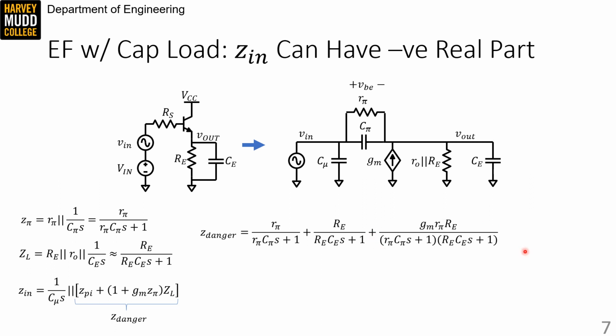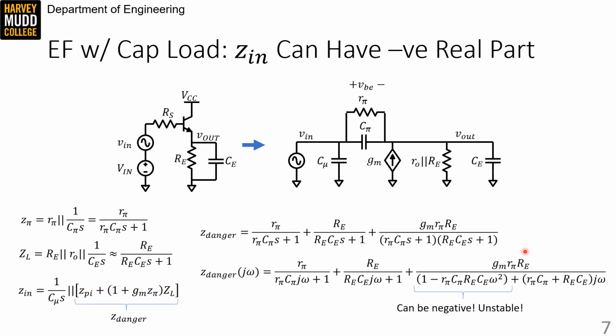And when we substitute j omega into z danger, so assuming that we have a sinusoidal signal across it, we'll notice that this second order term creates a value that's 1 minus r pi c pi r e c e omega squared, which can potentially become negative, and that in turn means that you have a negative real part of your input impedance. Now, negative impedance means your circuit's unstable.